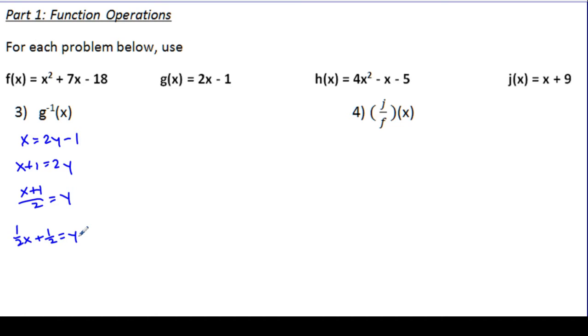Problem number 4, j divided by f of x. So what this is saying is let's set up j over f in a fraction. Okay, so that would be x plus 9 on the top. And on the bottom I have x squared plus 7x minus 18, but I'm not going to write that. Instead, I'm going to come up to my f function. I'm going to say, well, wait, this is a factorable expression.